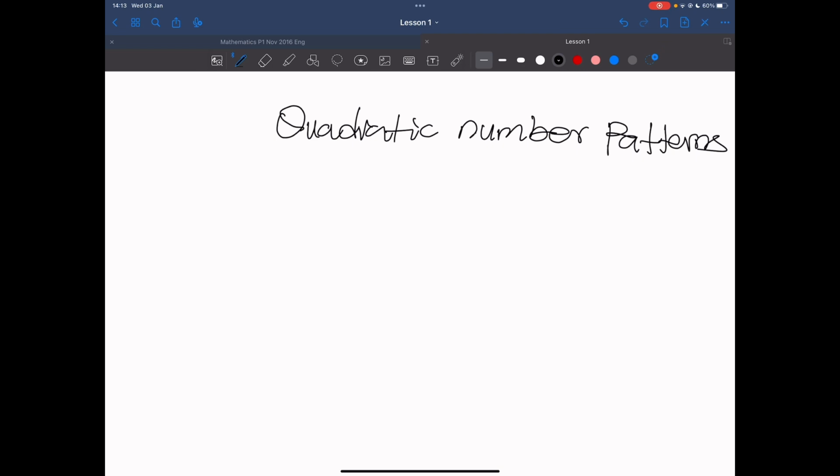Now, why do we say this is quadratic? Because it is from the quadratic formula, where we have the formula for quadratic: f(x) equals ax squared plus bx plus c. So this is a quadratic function. We say this is a quadratic number pattern because it has ax squared plus bx plus c.